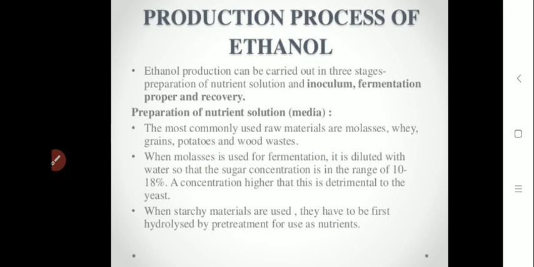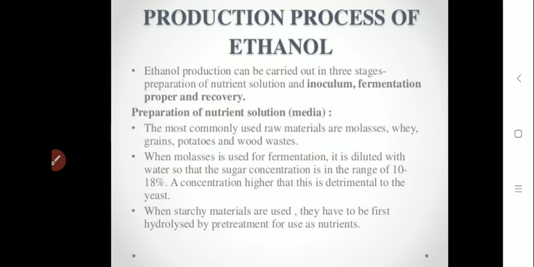So ethanol production can be carried out in three stages. First one is preparation of nutrient solution. Then second step is inoculum development. Third step is fermentation. And then the last step is recovery of the product. In these four steps, the fermentation process is completed for the production of ethanol. So let's start with the first step, which is preparation of nutrient solution.